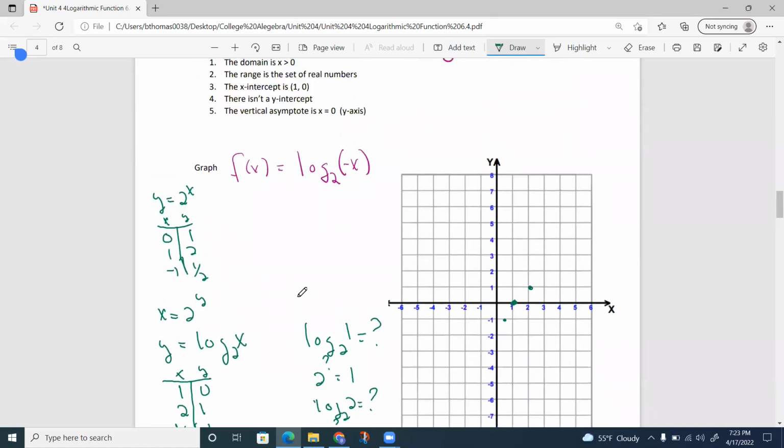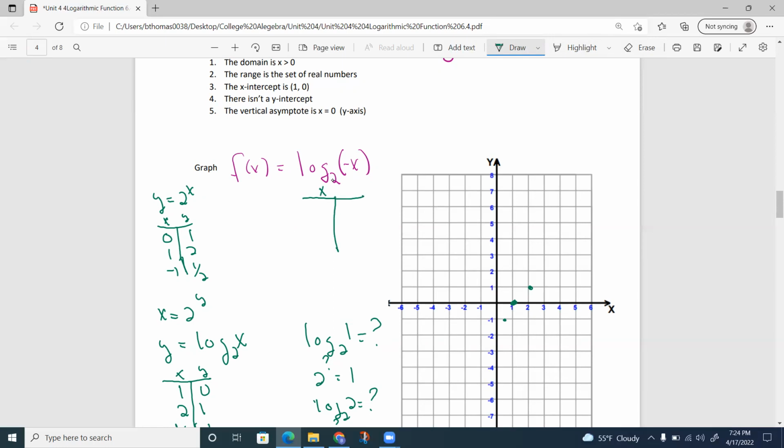Now the catch is, we're trying to graph this function. So if I want to graph this function, notice how that negative is on the inside. Since that negative is on the inside, that should affect the y value. I'm sorry, that should affect the x values.